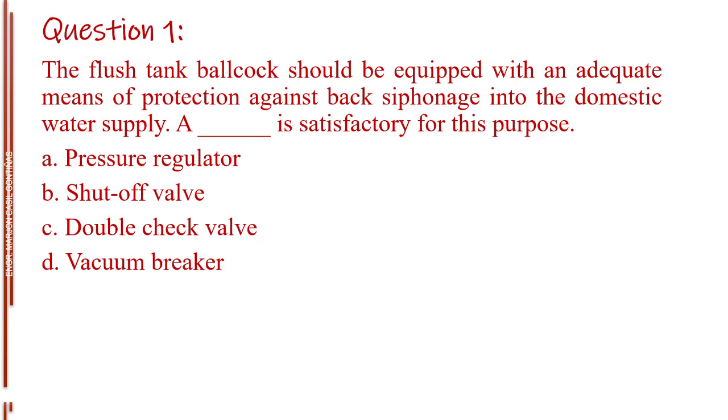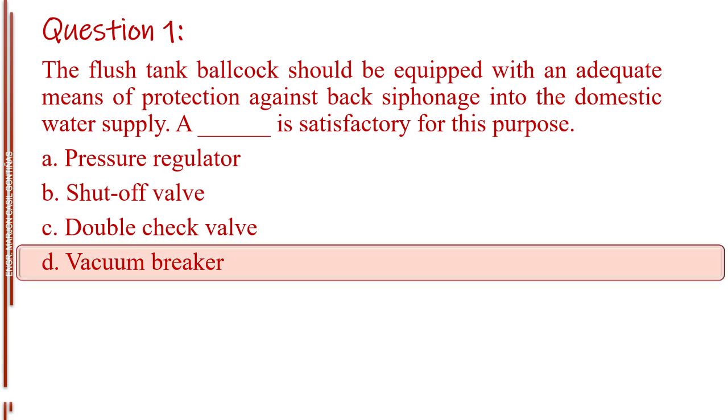Question number 1. The flush tank ballcock should be equipped with an adequate means of protection against back siphonage into the domestic water supply. A blank is satisfactory for this purpose. Letter A, pressure regulator. Letter B, shut-off valve. Letter C, double-check valve. Letter D, vacuum breaker. The answer is letter D, vacuum breaker.